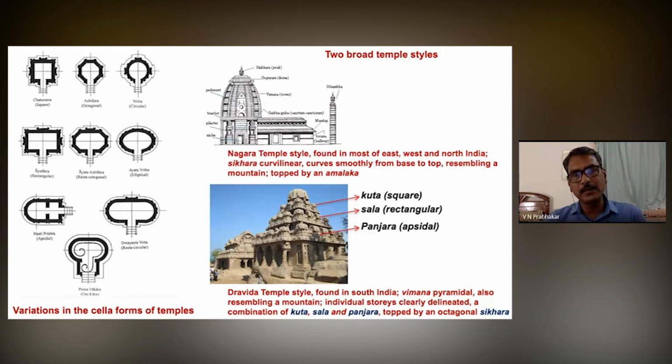So broadly, the temples in India are classified into Nagara and the Dravida style. This is the very broad classification. Again, there are many regional variations. The Nagara style is mostly found in the east, west, and north India. In the North Indian context, we don't have much evidence left in the Gangetic plains, but we have excellent evidence available in the Uttarakhand region, Jammu Kashmir, and Himachal Pradesh regions, where they were not at all affected by invasion.